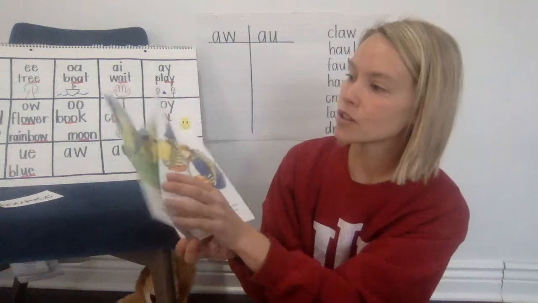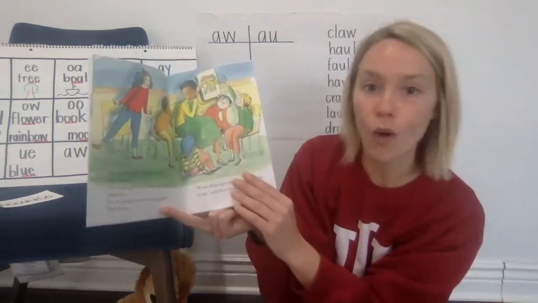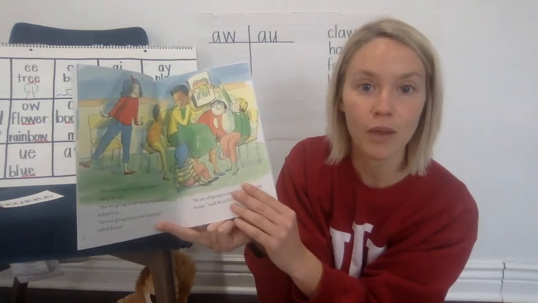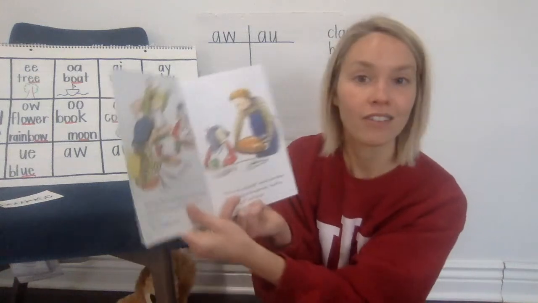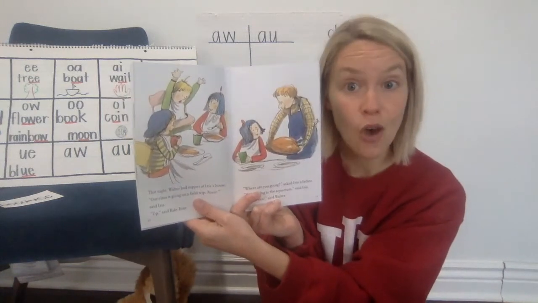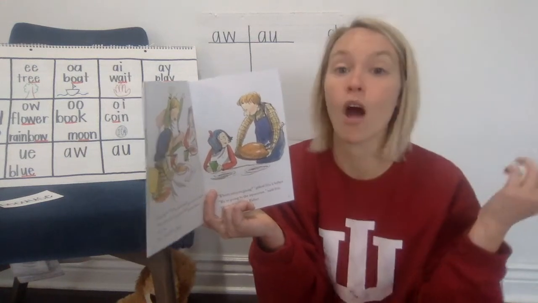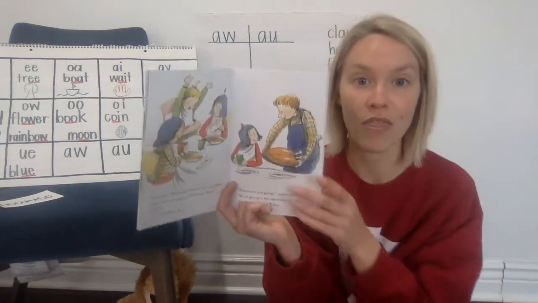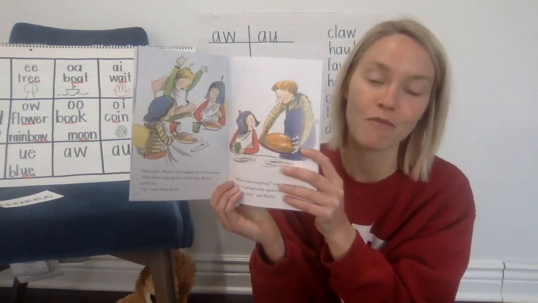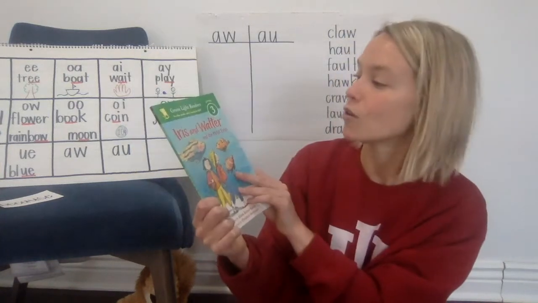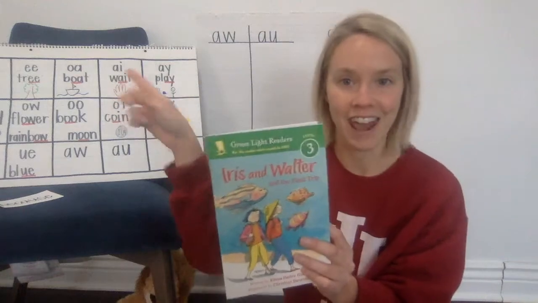And now look what they're doing. Here at school, they're asking questions and talking about their field trip. And now what are they doing? They're eating supper. So we have to make sure that we pay attention and follow along with the characters to figure out where they're going and what they are doing. And we will read a little bit more of Iris and Walter and the Field Trip next time. All right.